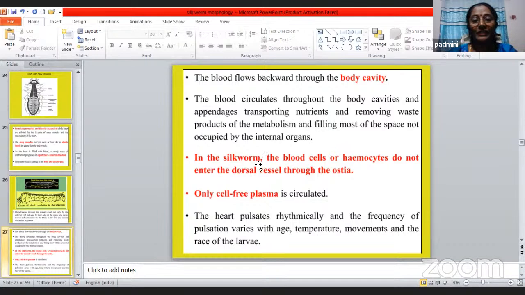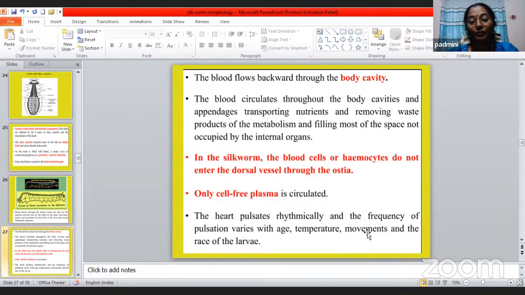So in the silkworm, the blood cells or hemocytes, that's the cells, do not enter the dorsal vessel through ostia. The blood enters only from the abdominal segment, that is the posterior part of it. Only cell-free plasma is circulated, and the heart pulsates rhythmically, and the frequency of the pulsation varies with the age, temperature, movement, and the race of the larva.